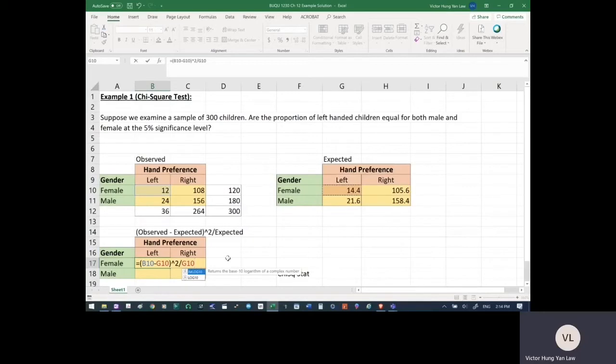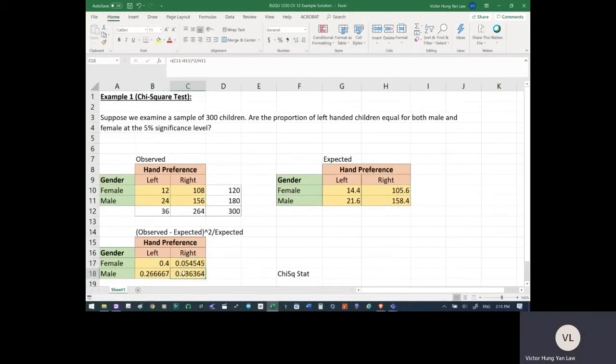Once you set up this formula, the good thing is you can use Excel to replicate it. We go to the bottom right corner, you see the black cross, and drag it over to the right, and it replicates the formula for you. For the female right hand, we have C10, which is 108, minus H10, which is 105.6, squared, and then divided by H10, 105.6. Then we can replicate it again by dragging it down. We highlight those two cells, find the black cross in the bottom right corner, and drag it down.